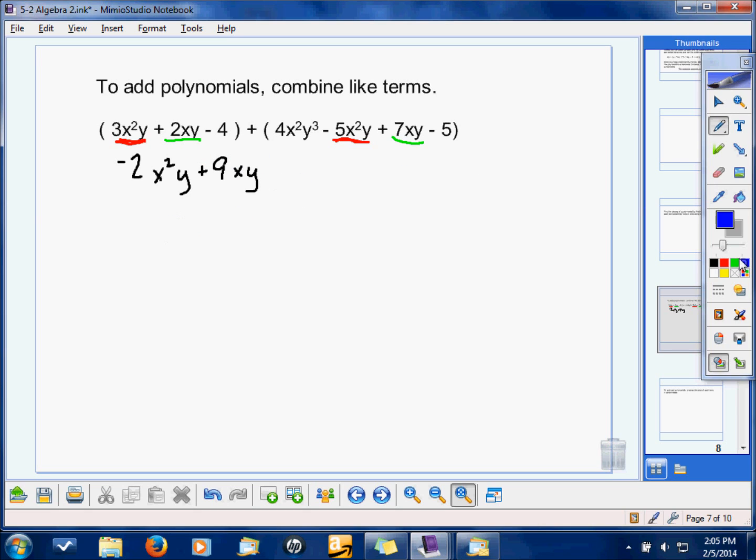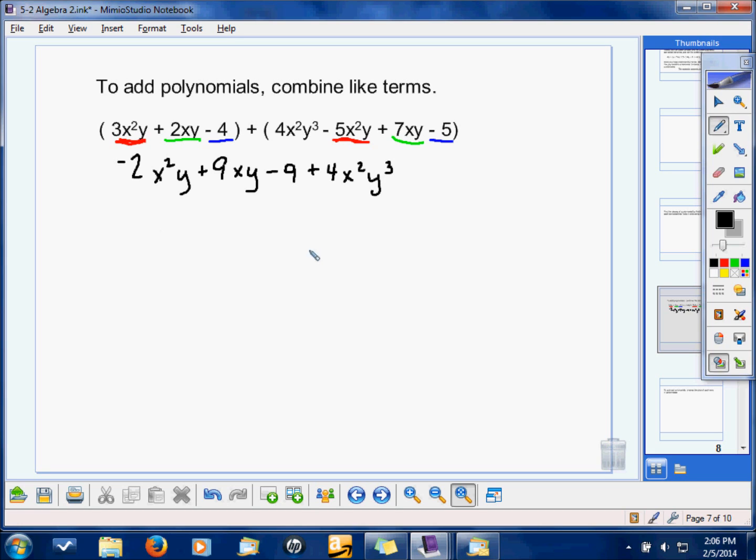Anything that is a like term with negative 4? Yes, negative 5. So negative 4 and negative 5 get combined, and that gives us negative 9. Now there is something left over. That 4x squared y cubed. Right, so we can't just get rid of it. We need to keep it. 4x squared y to the third. And so you need to be able to include that in your polynomial in your final answer.